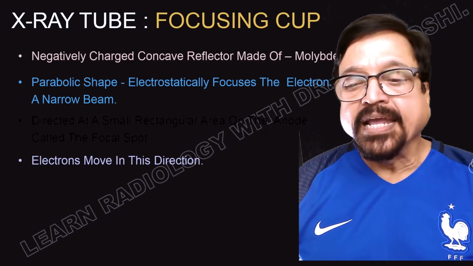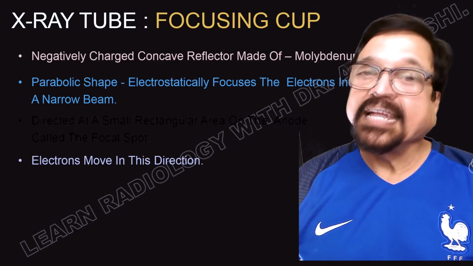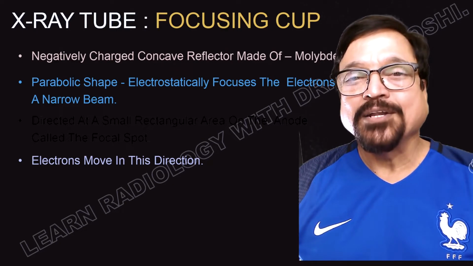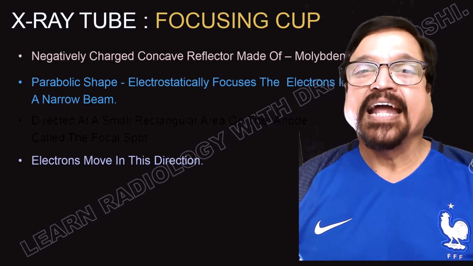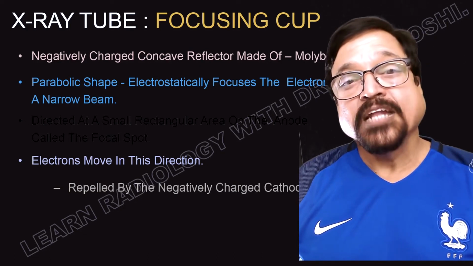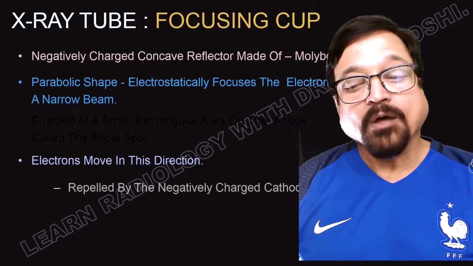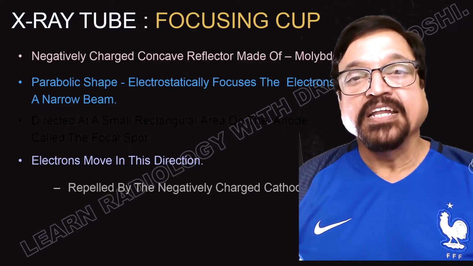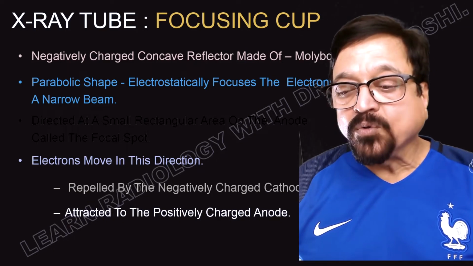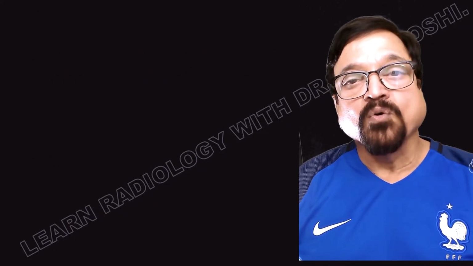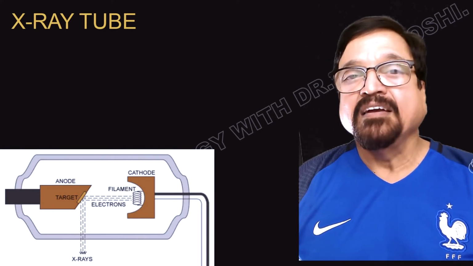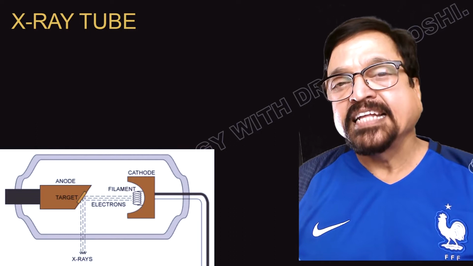Now electrons move in this direction. Why? Electrons are negatively charged and the anode is positively charged, so negative will get attracted to positive and the electrons will start moving out. A potential difference is applied so that they get rapidly accelerated. So all these electrons will move towards the focal spot. They are also repelled by the negatively charged cathode towards the anode, then attracted to the positively charged anode, and they go and hit it. We have discussed all this in detail in the production of X-rays. There is another video for that.